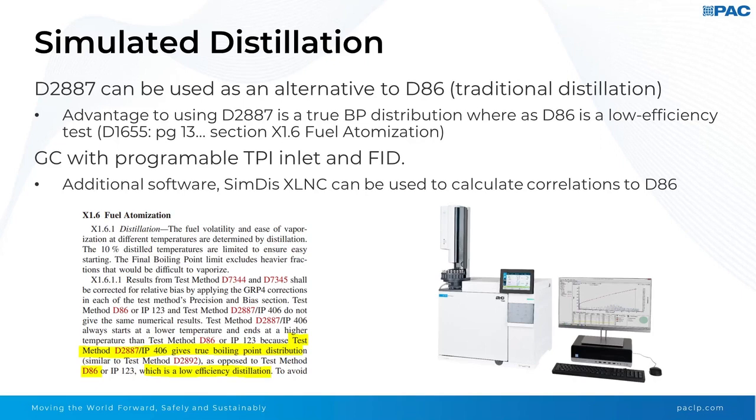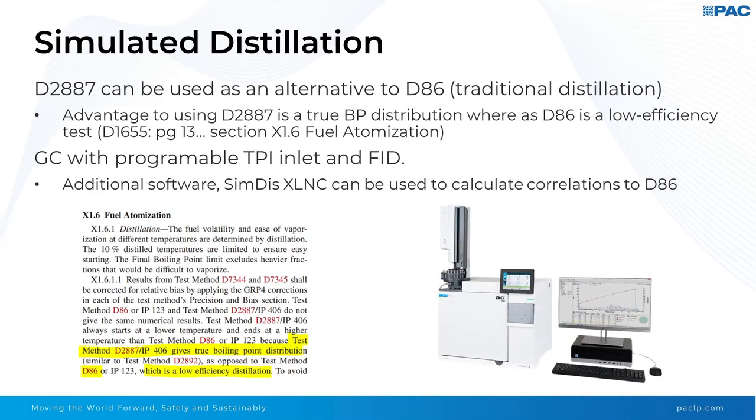It can be used as an alternative to D86, which is the traditional distillation method using the gas burners, condenser, and the distillation setup. According to D1655 that I extracted, you can see that there is one statement mentioned that D2887 gives true boiling point distributions, whereas D86 is a low efficiency distillation method. With ASTM D2887 data, it can be converted to D86 data using the correlation feature with our SIMDIS Excellence software.